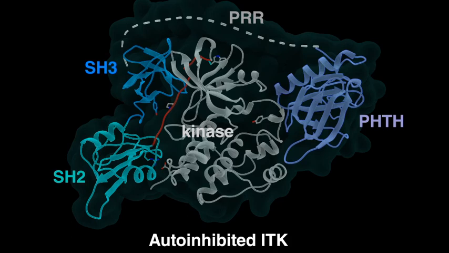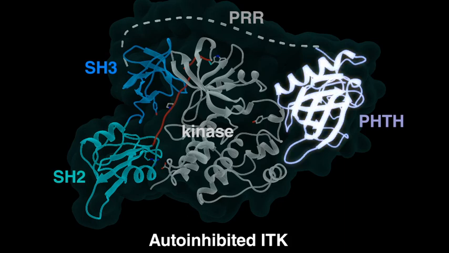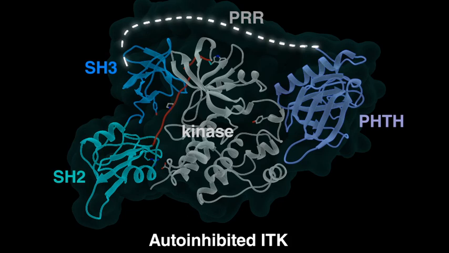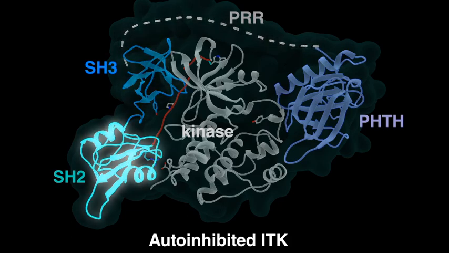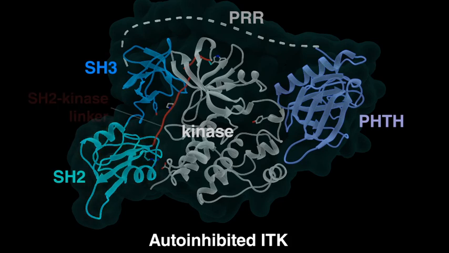The TEC family kinases contain a number of regulatory regions outside of the catalytic kinase domain: the pleckstrin homology, TEC homology or PHTH domain, a proline-rich region or PRR, a Src homology 3 or SH3 domain, Src homology 2 or SH2 domain, and a linker that connects the end of the SH2 domain to the beginning of the kinase domain.